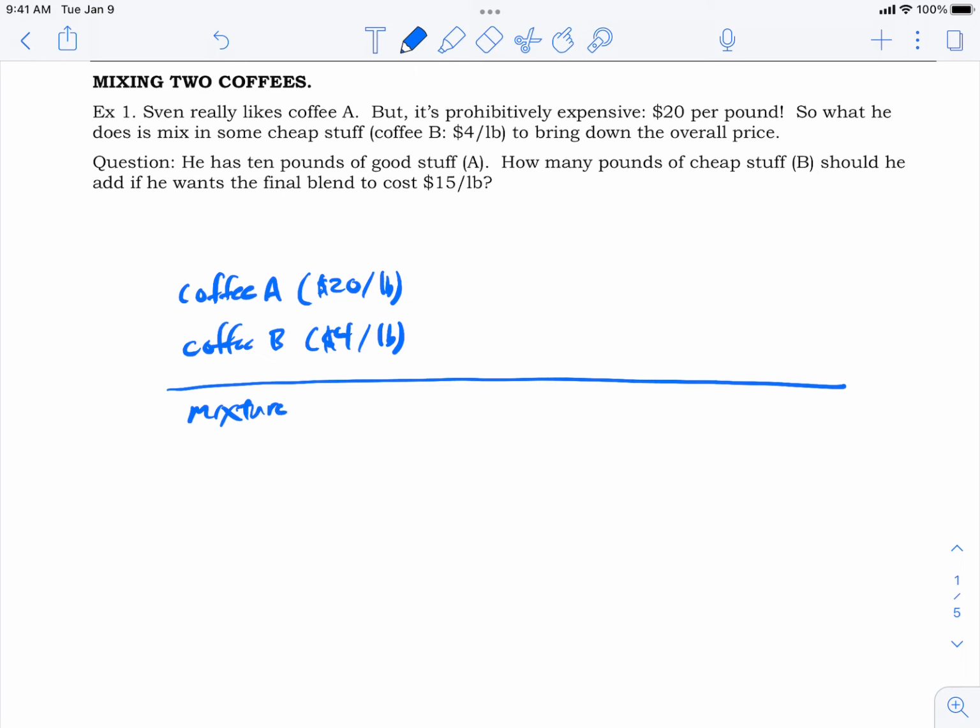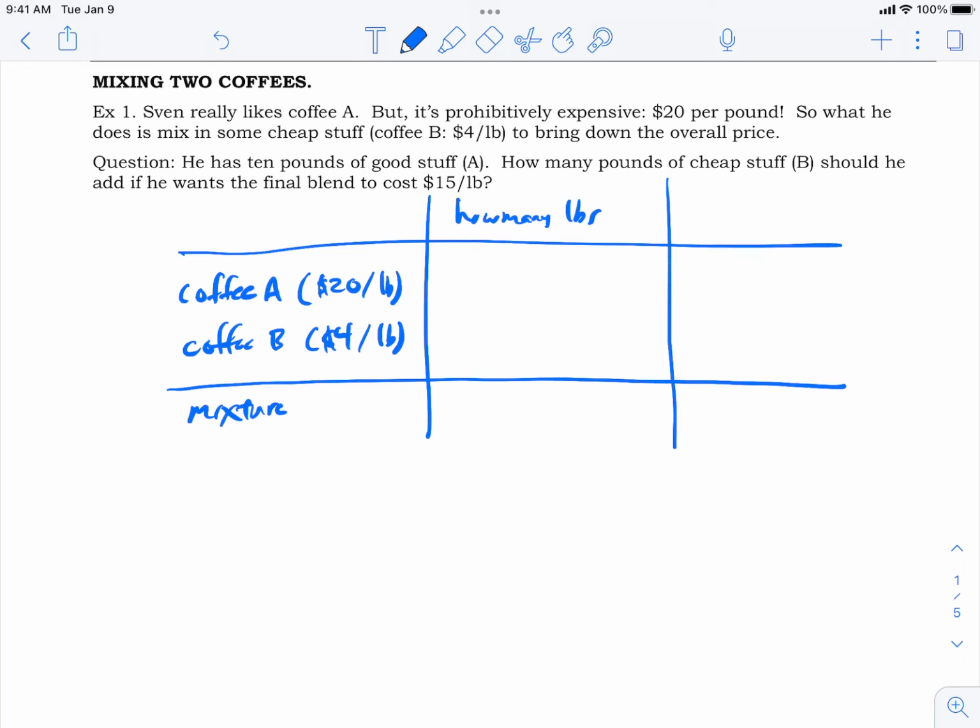Okay. Now, we want to keep track of how much we're using, of course, how many pounds. And we also want to keep track of how much are we spending, the cost in dollars. So I set up a little table. Keep track of our stuff in this little table here. It'll help us figure out what do we know and what do we not know and this kind of stuff. It helps us keep track.